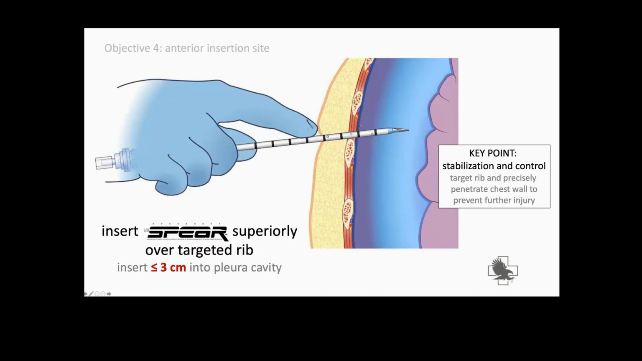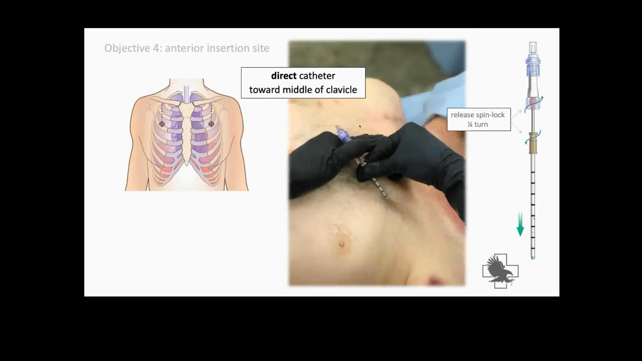Specifically, the manufacturers say to insert no more than 3 centimeters into the pleural cavity. With that said, hopefully we'll hear a rush of air. You will, with that one-way device on, still get an auditory cue that you've entered the right space.